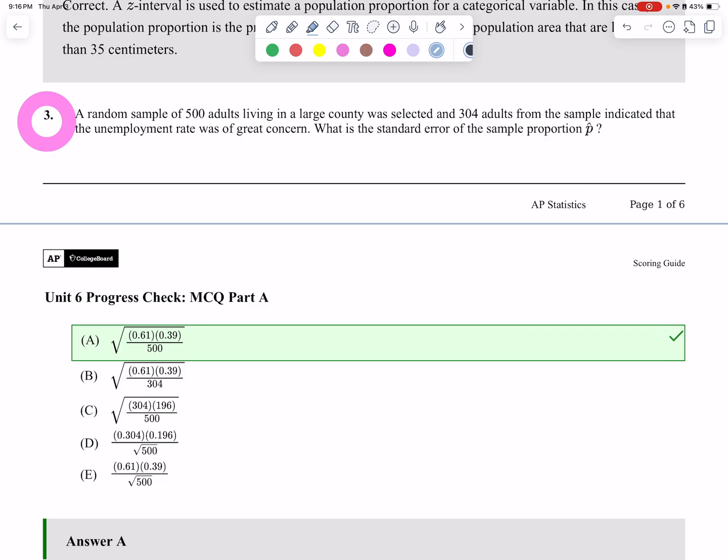Starting with number 3. That was a homework problem. A random sample of 500 adults in a large city, and I have 304 adults in the sample who are concerned about unemployment. What is the standard error?